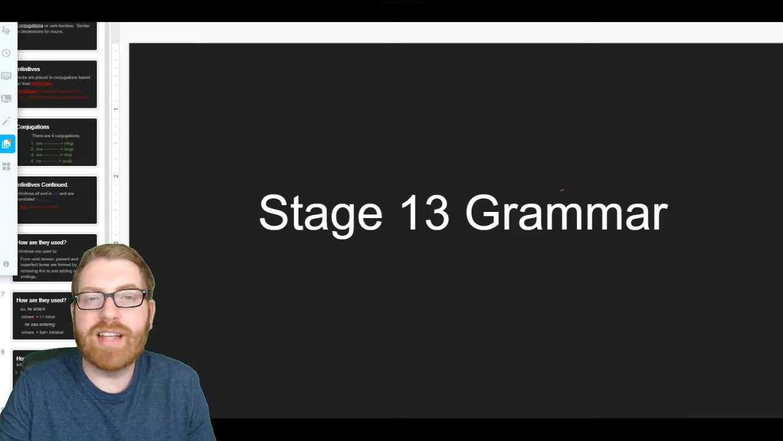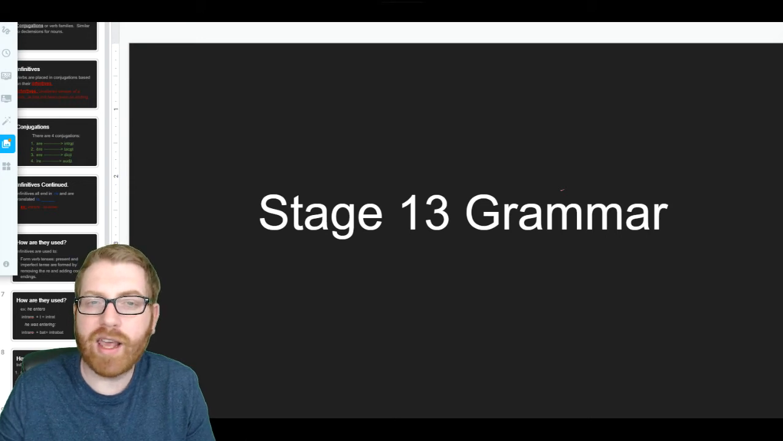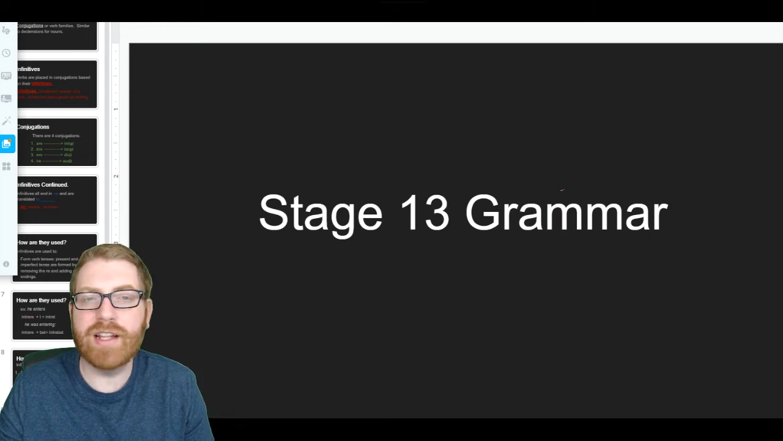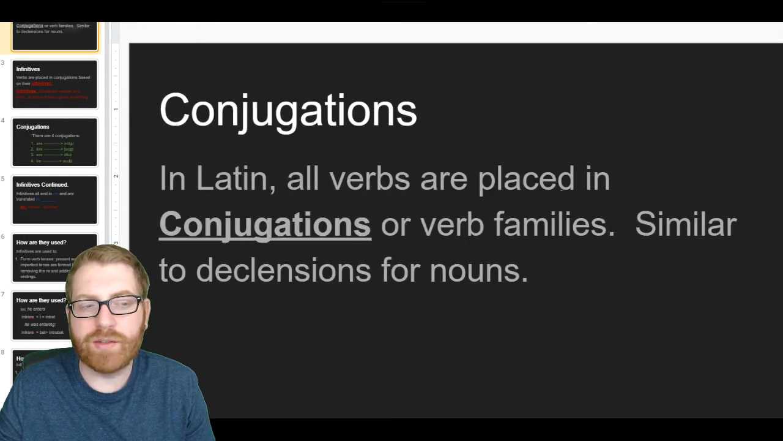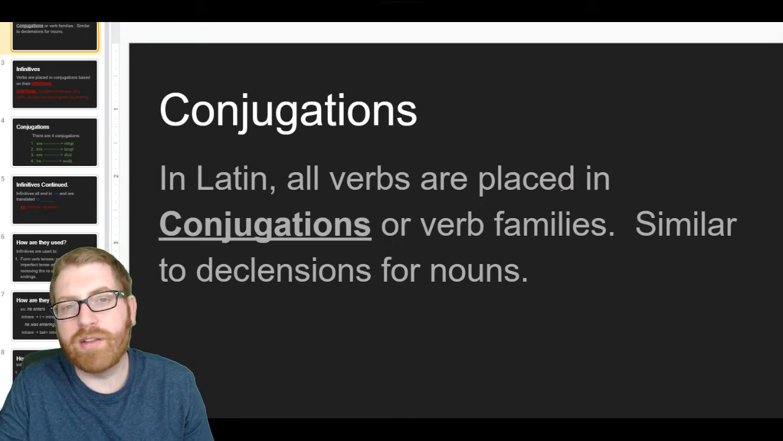Welcome back, everyone. Today we're going to be going over your grammar for stage 13, and we're going to be talking about verbs again. And we're going to be talking about how we can place all of the verbs that we have in Latin into four different families. It's pretty similar to when we talked about declensions.